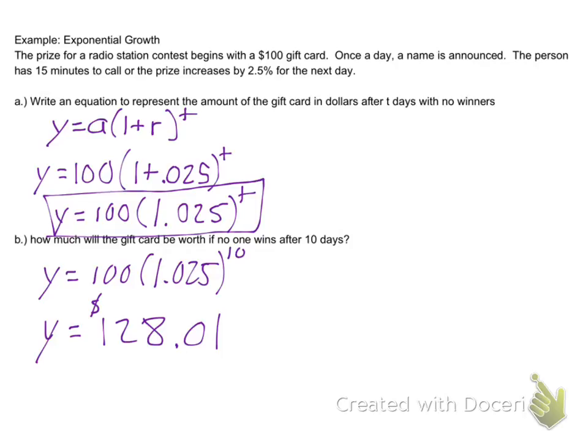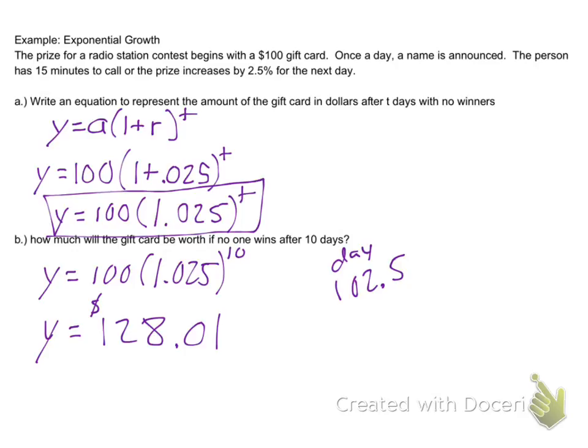Now, I got a question. How much was it after day 1? Just put 1 for t. If you put 1 for t, it's just 100 and 2.5, right? So day 1 is 102.5. That increased how much? $2.50 in the first day.